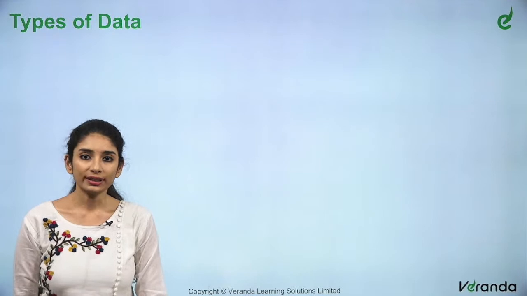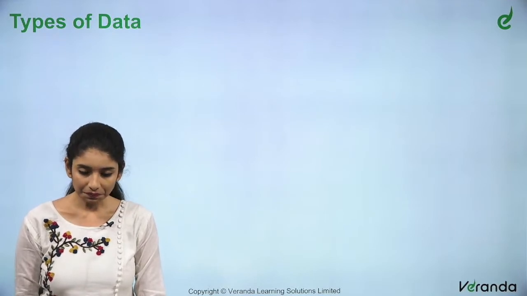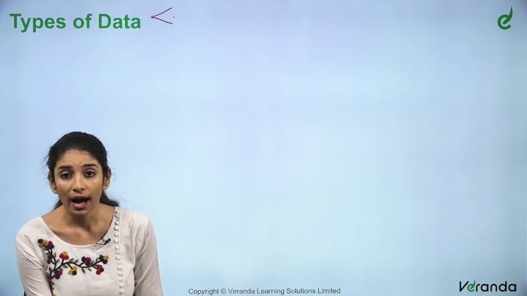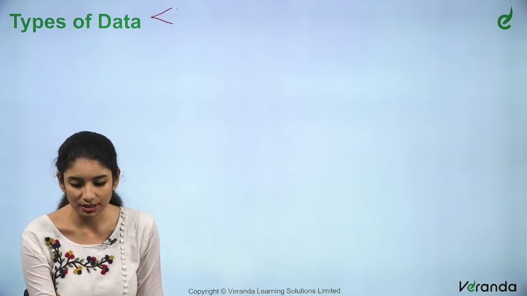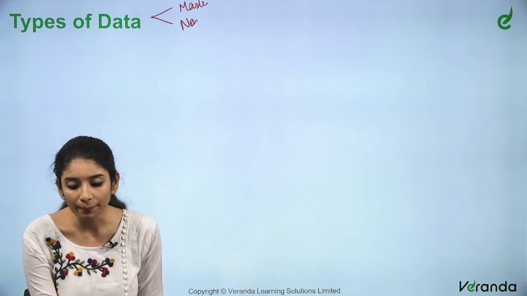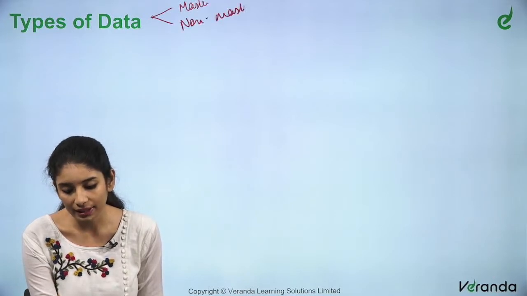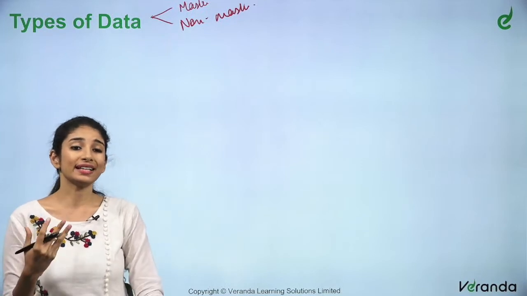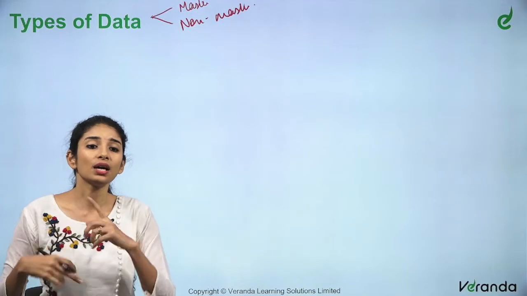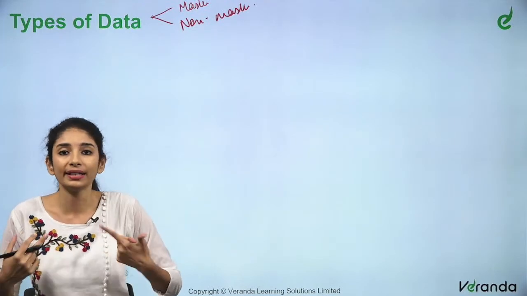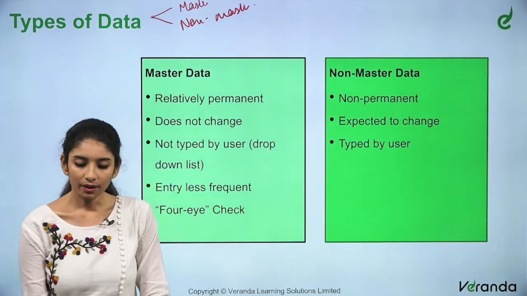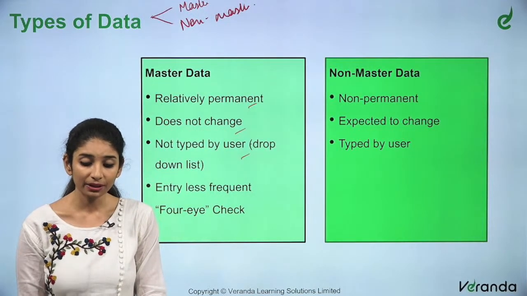Alright, moving on to the next thing, types of data. We have two types of data when it comes to any financial system. One is master data and the other one is non-master data. Master data stays relatively permanent throughout the life of the organization. Non-master data keeps updating daily. For example, transactions are non-master data.